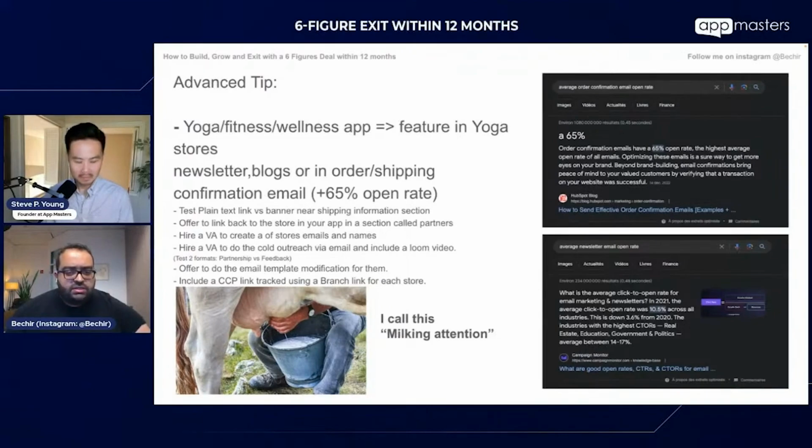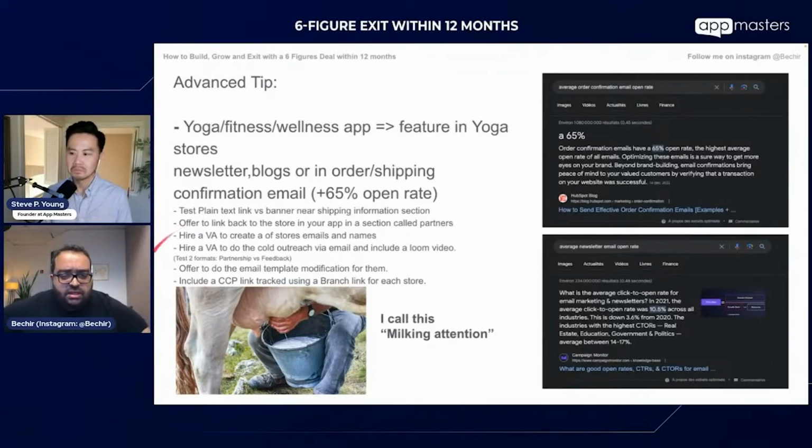Hire a VA to list the stores' emails. There is a way to look on the internet for the stores and what their emails are, and hire the same VA to do cold outreach emails. Include a Loom video, which is my tip here. You can either do a general partnership Loom video where you go through maybe some slides, or you can include a feedback Loom where you scroll through that particular store. Hey, I went through your store. This is what I found out. I have a suggestion. Maybe we can partner to increase the engagement, instead of sending a general video.